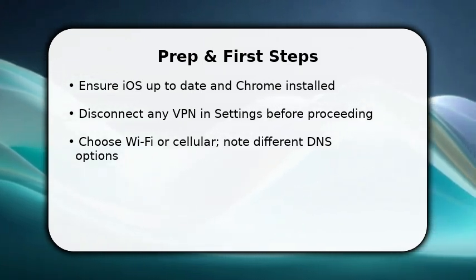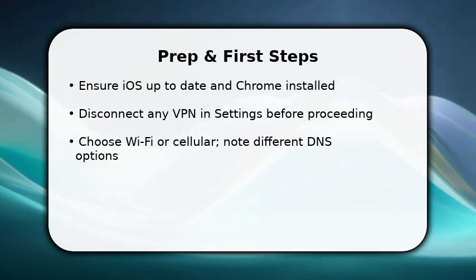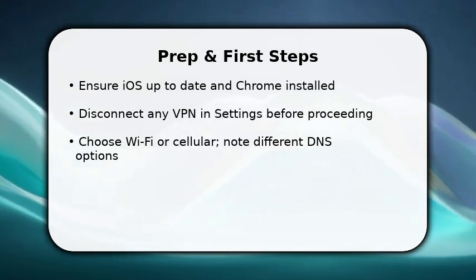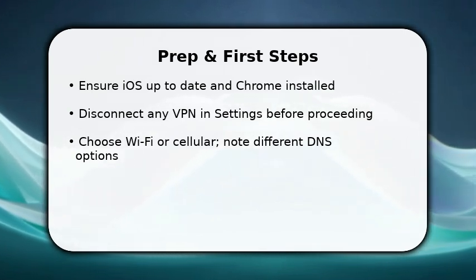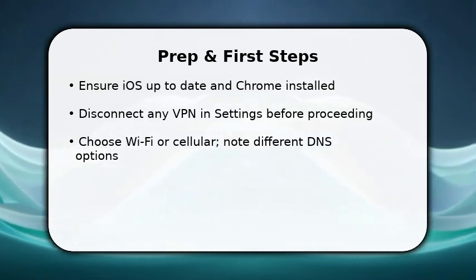Now open Settings, tap Wi-Fi, tap the info icon next to your network, and get ready to edit DNS. This first step removes tunnel routing and lets you control name resolution without a VPN.